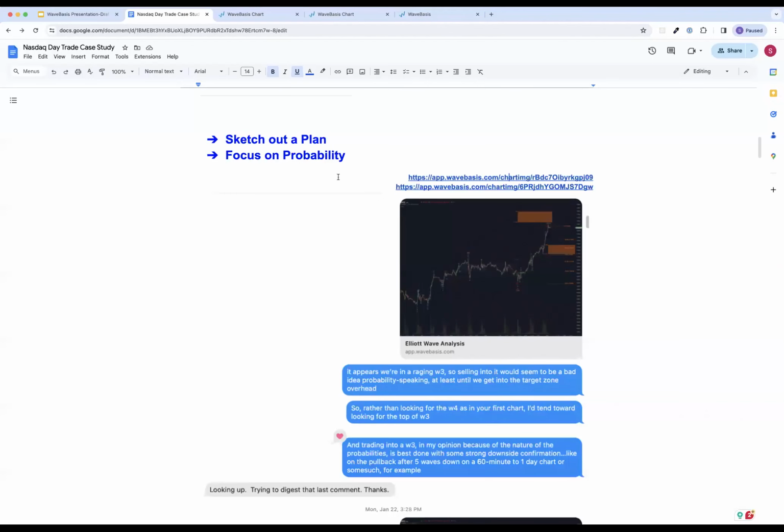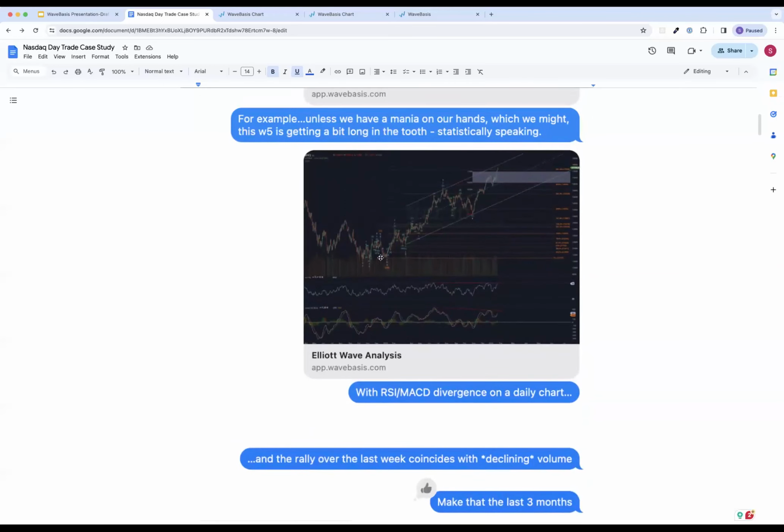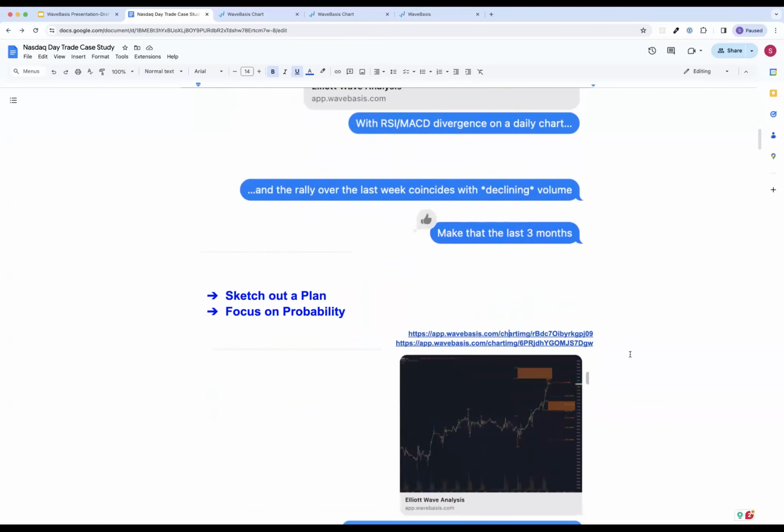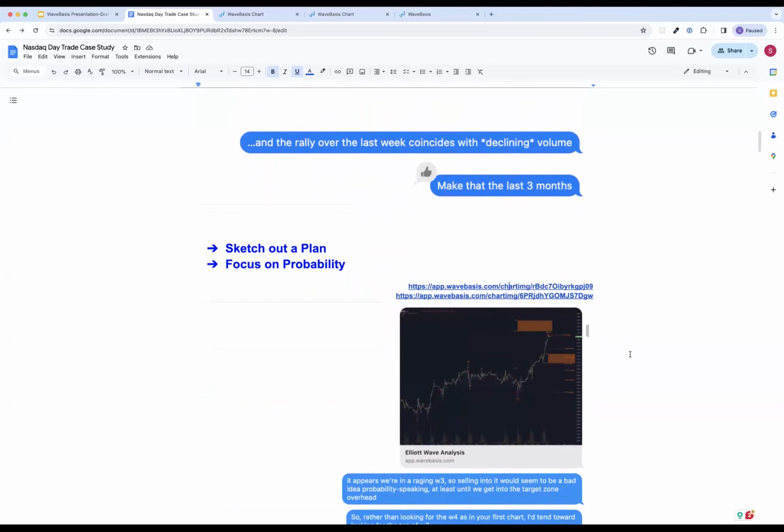So what I told him was, well, based on the longer term chart, we've got a train that's running here as an expected wave 3. This is from the October 2022 low. If you're thinking about getting short, you better look for some confirmation first. And that is, again, we're sketching out a plan.